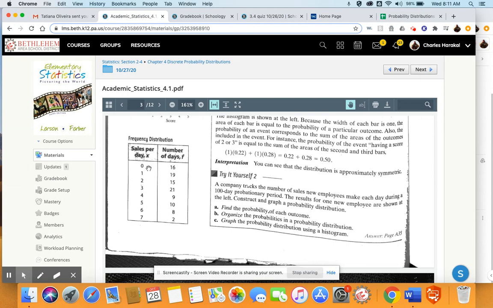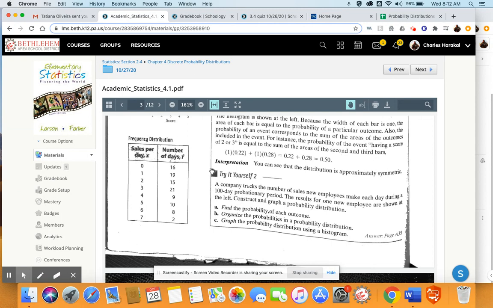So they give you the list of all the possible number of sales. Apparently the new employees' total never went over 7 sales a day, and that only occurred twice. There were a lot more days with no sales at all than there were with 7 sales. It tells you that there were 16 days where employees made no sales. There were 19 days where they only made 1, 15 days where they made 2 sales. So make sure you understand the context of the chart that you're given.